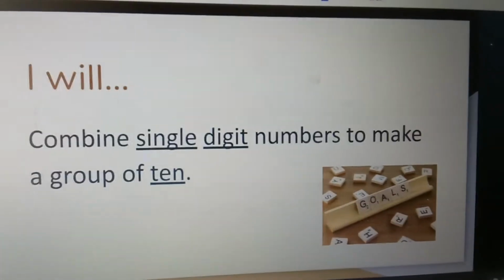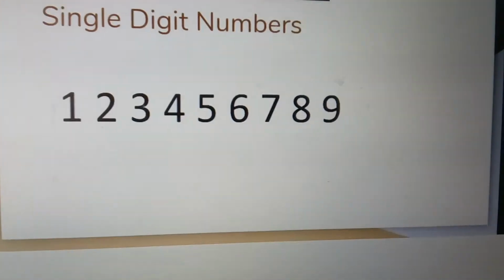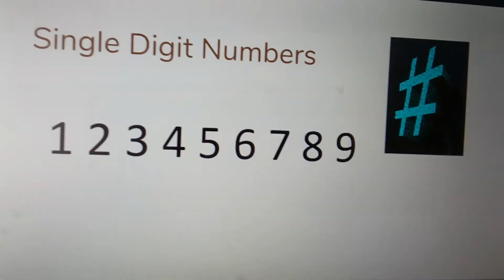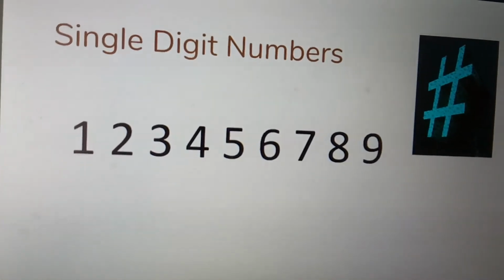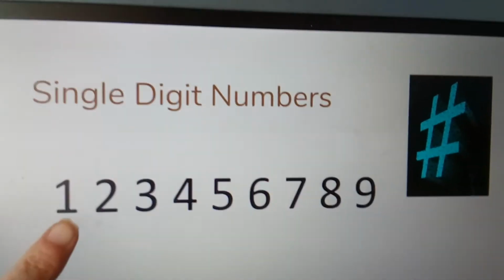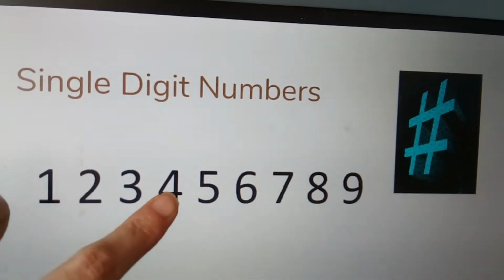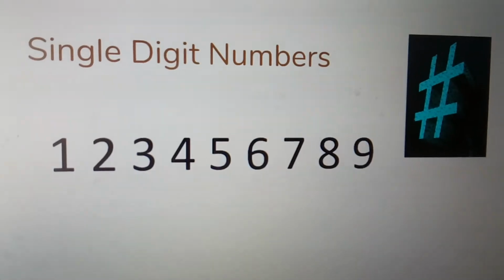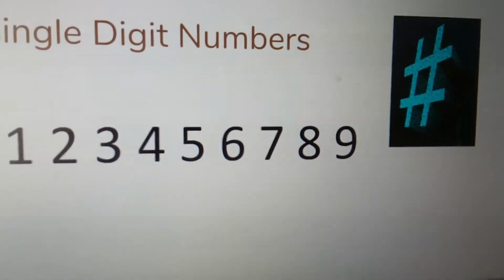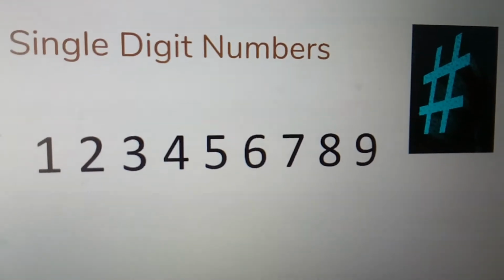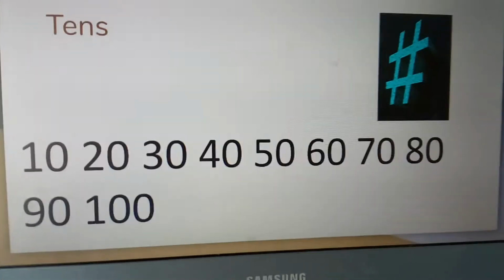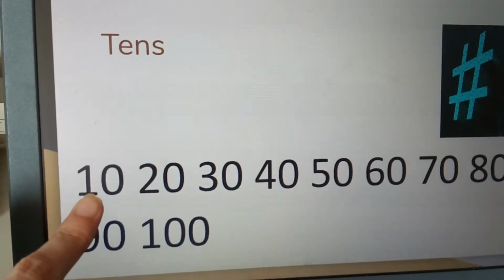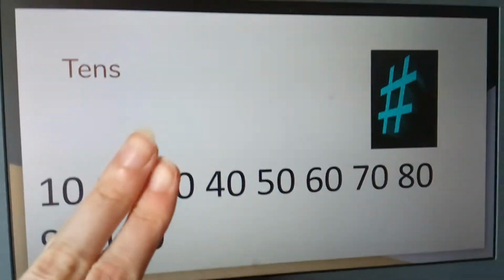Now let's look at some of those underlined words in our objective. Single-digit numbers. Single-digit numbers are numbers that only have one number in the ones place. For example, 1, 2, 3, 4, 5, 6, 7, 8, 9. Those are all single-digit numbers. Next one, tens. Let's review what that means. Tens are numbers where there's a 0 in the ones place, but a number in the tens place. And you usually see 2 numbers next to each other.